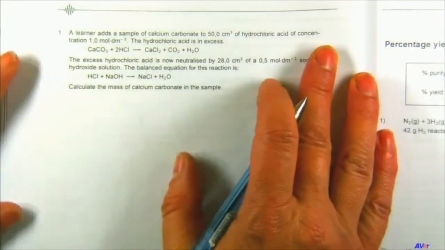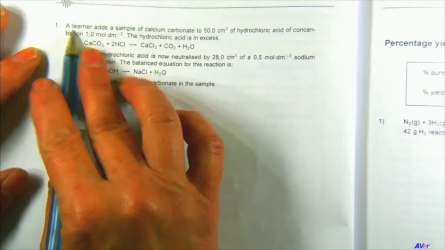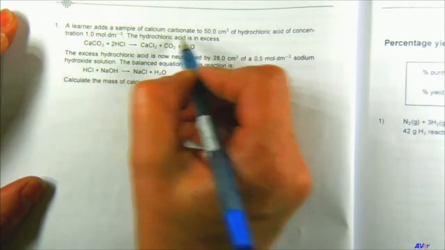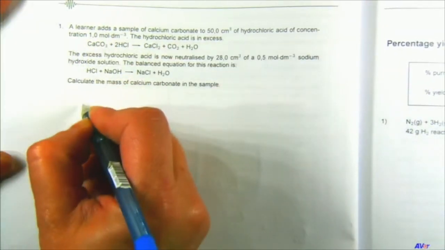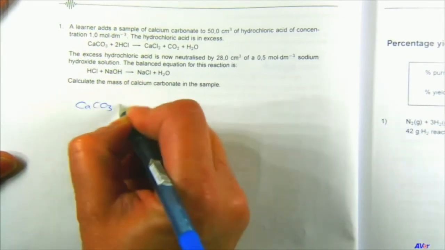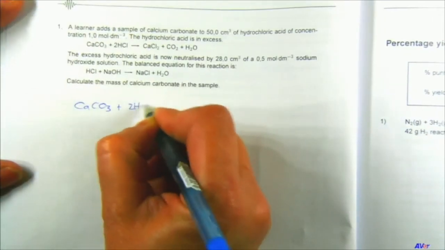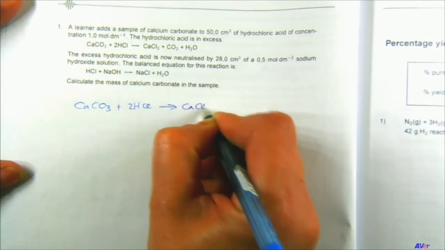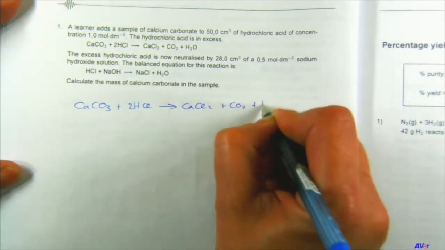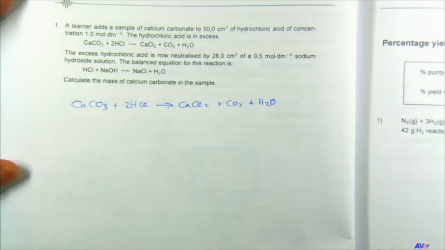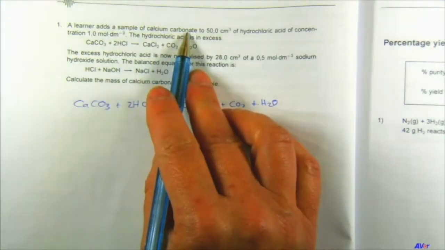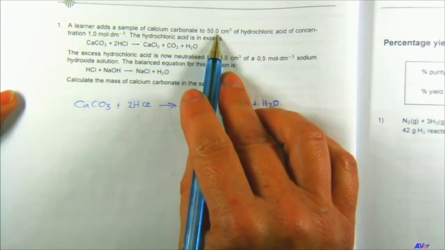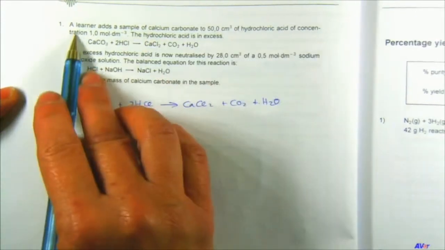Right. So let's read slowly, and we do at least the planning so you can see where we're going. They say a learner adds a sample of calcium carbonate to hydrochloric acid. And they're nice, they give us the equation. So let's start by writing the equation. So we can write down what they give us and what we're looking for. Right, so I have my equation. Now they say a learner adds a sample of calcium carbonate to 50 cm³ of hydrochloric acid of concentration 0.1.